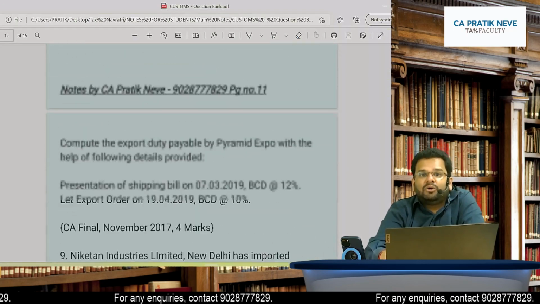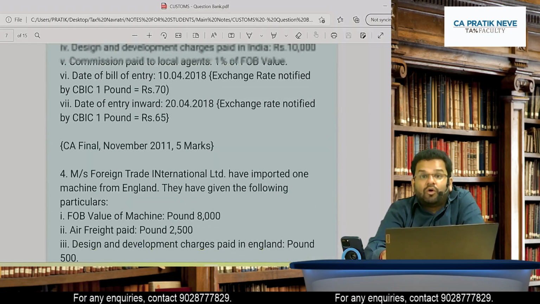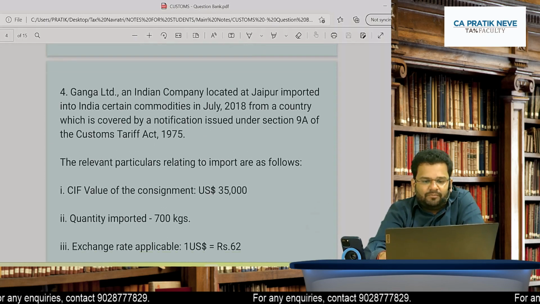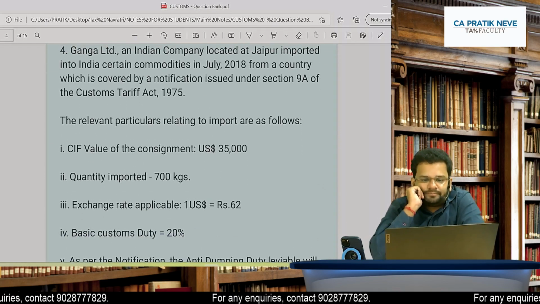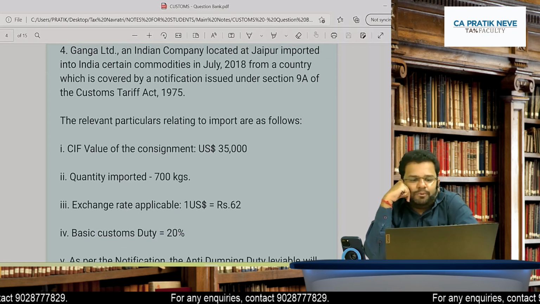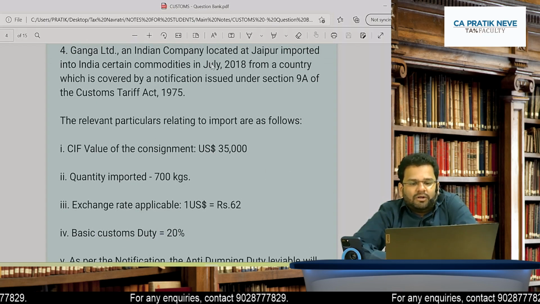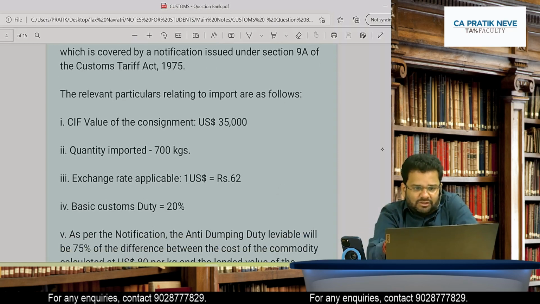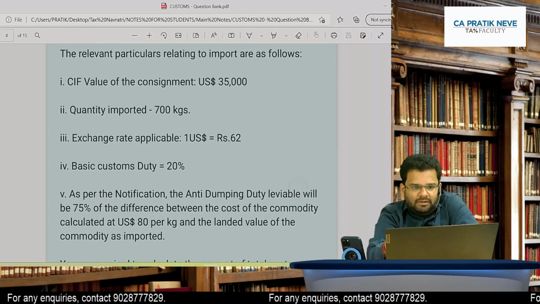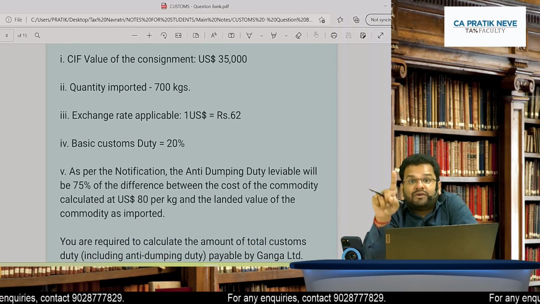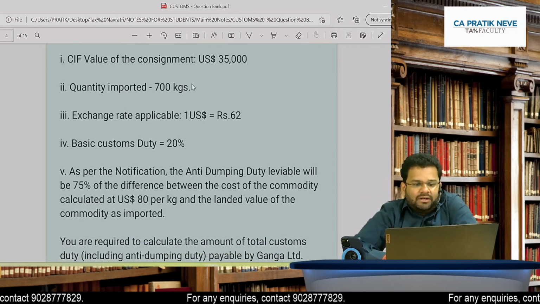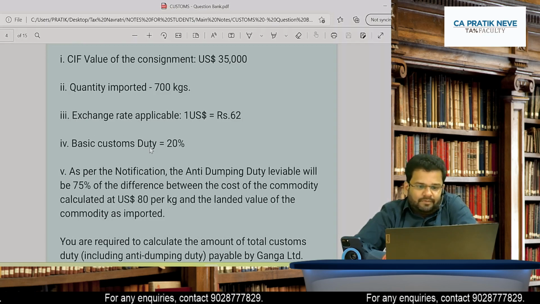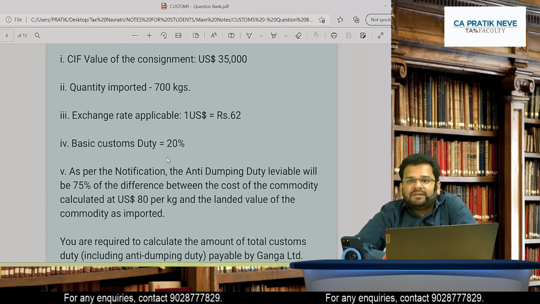So in this anti-dumping duty, you have to strictly follow what the government says in the notification. So see this Ganga Limited's question. Ganga Limited, an Indian company located at Jaipur, imported into India certain commodities in July 18 from a country which is covered by this notification. CIF value of the consignment is $35,000. Quantity imported is 700 kgs. Exchange rate applicable is 62. Basic customs duty is 20%. Okay.